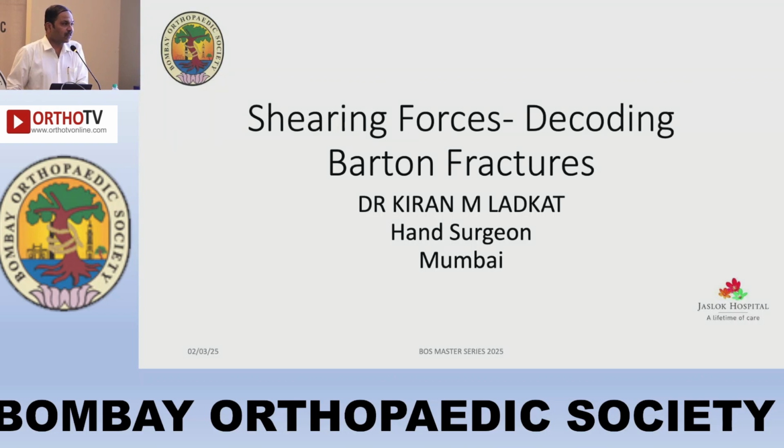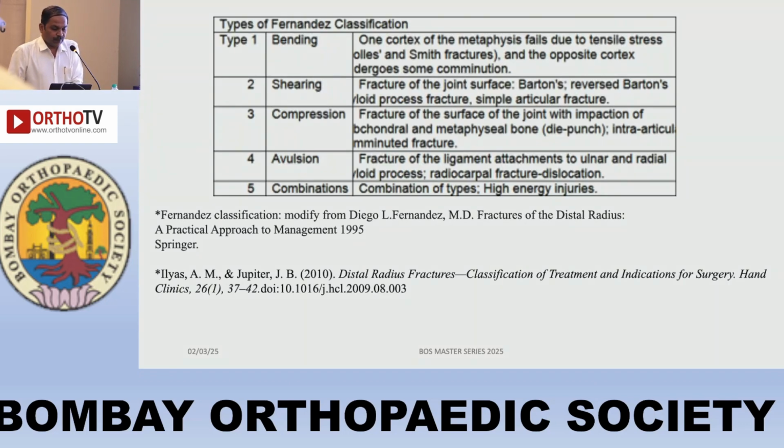Or the Fernandez classification. So type 1 injury is a bending force acting on the distal radius. We are going to the shearing force. Barton fracture is an eponym, and this is the Fernandez classification in a nutshell. Now type 2 is a shearing force where there is a fracture of the articular surface.